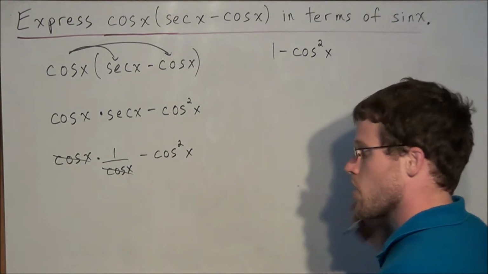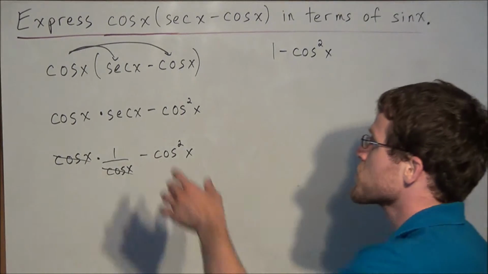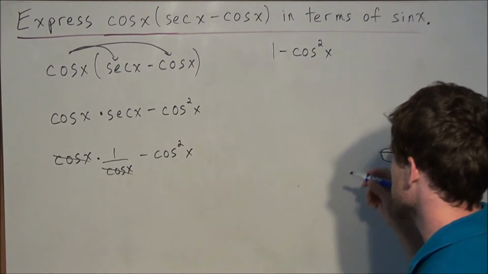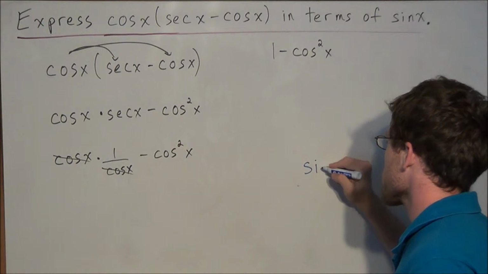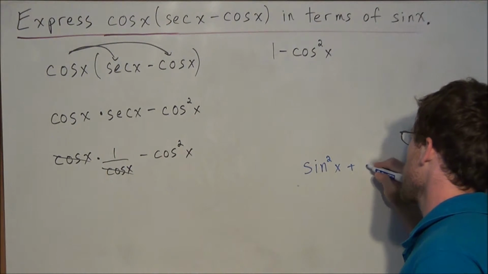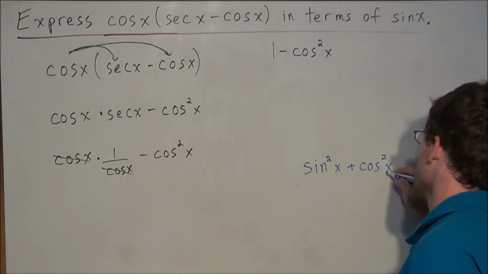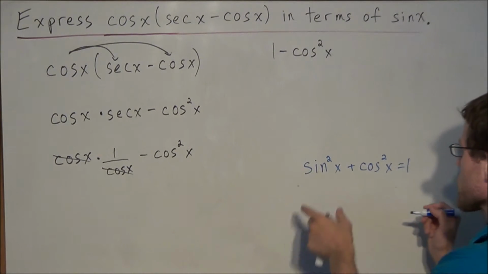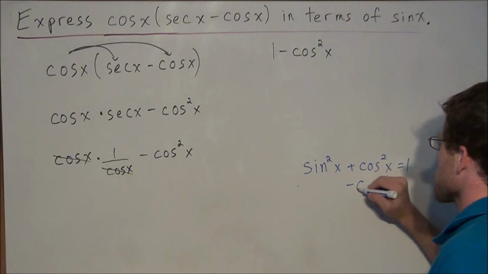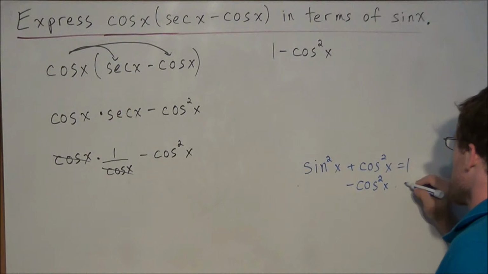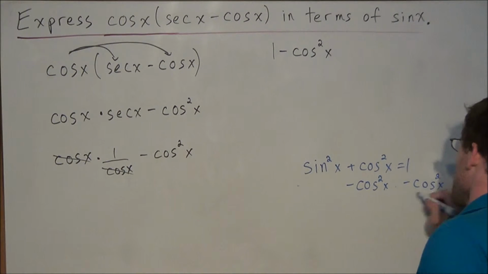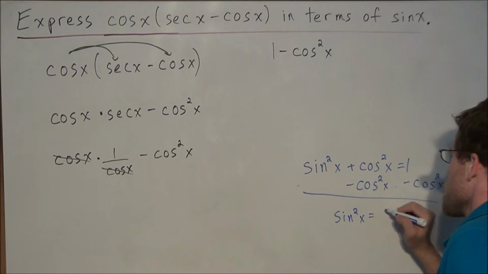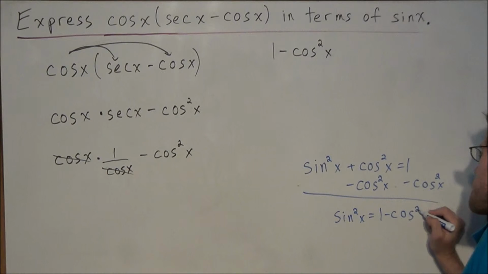But at this step, because the task was to write the original expression in terms of sine x, we want to make use of the following identity: the fact that sine squared x plus cosine squared x is equal to 1. To generate this 1 minus cosine squared x, all we would need to do is subtract cosine squared x from both sides. And notice that sine squared x is equal to 1 minus cosine squared x.